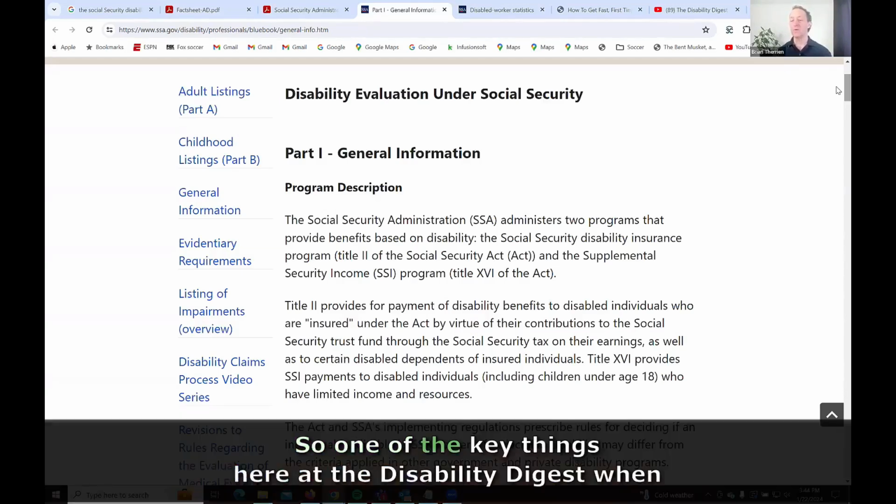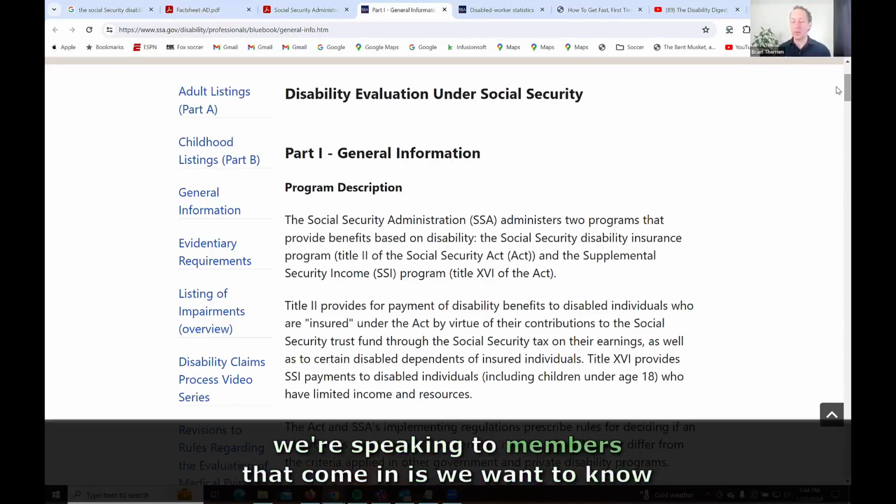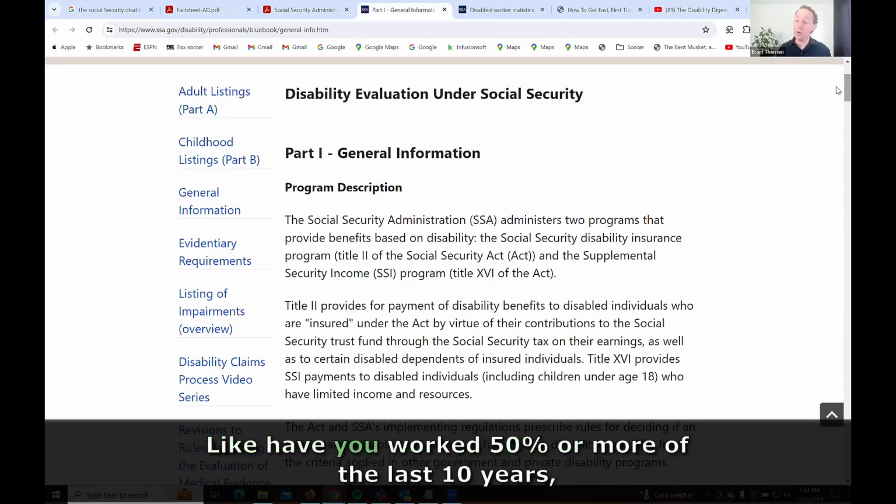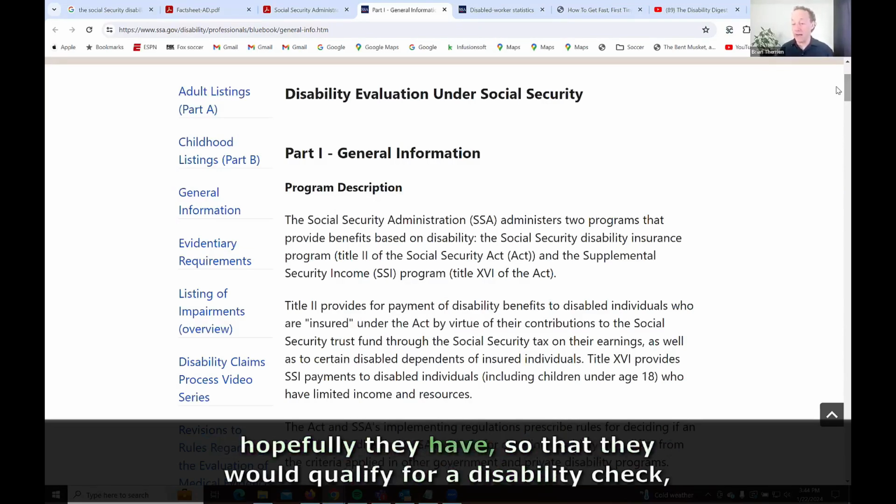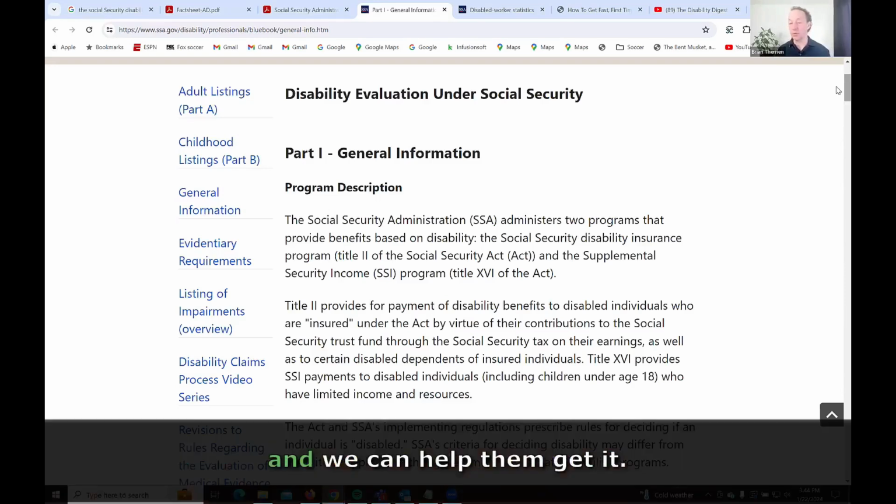So one of the key things here at the Disability Digest when we're speaking to members that come in is we want to know about their work history. Like, have you worked 50% or more of the last 10 years? Hopefully they have, so that they would qualify for a disability check, and we could help them get it.